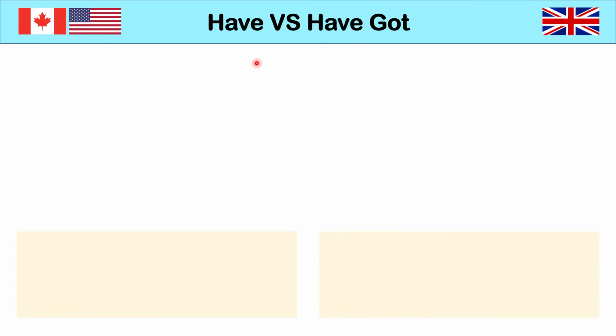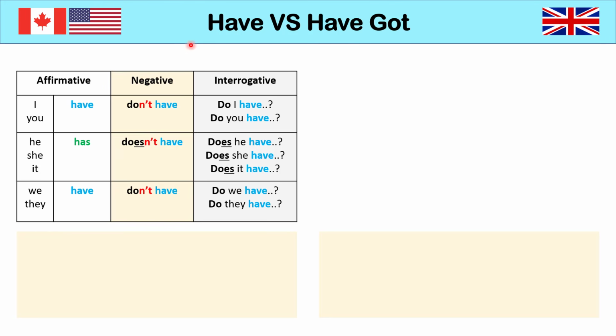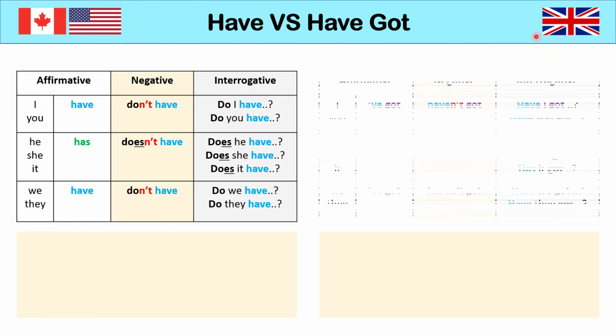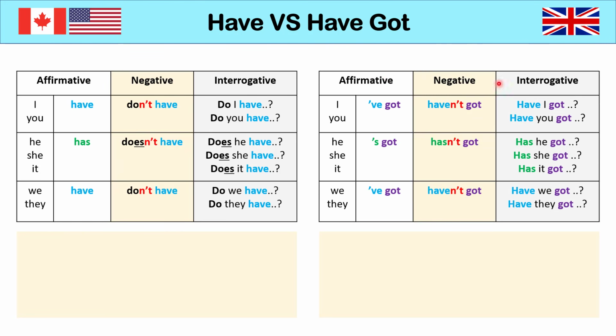So what's the difference between have and have got? Well, have is more typical to use in Canada and the United States, and have got is more typical to use in the UK. Now make sure you do not confuse have and have got when you are forming sentences. So let's compare the differences between have and have got with these example sentences.